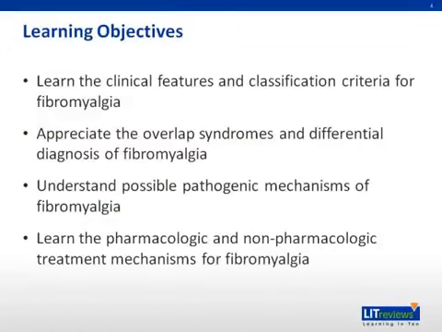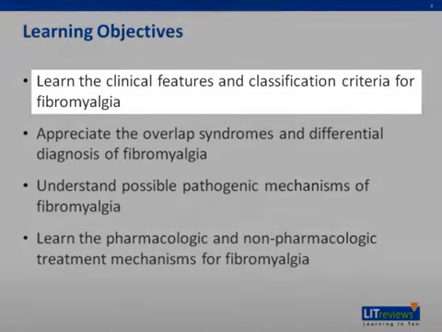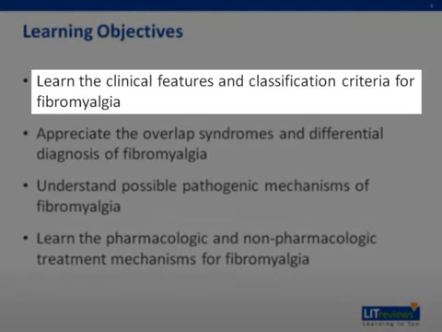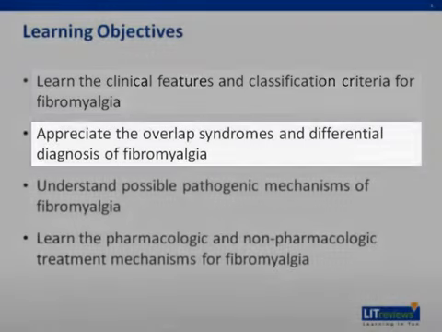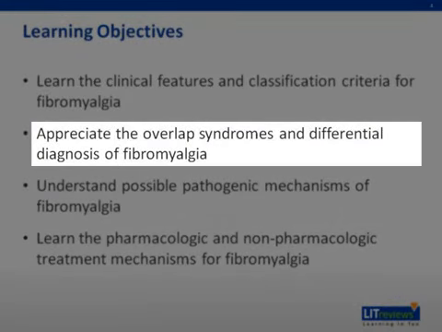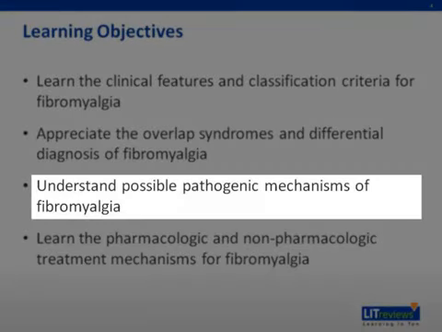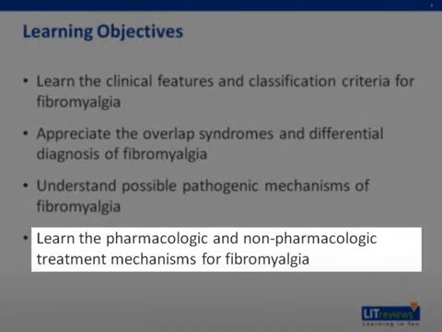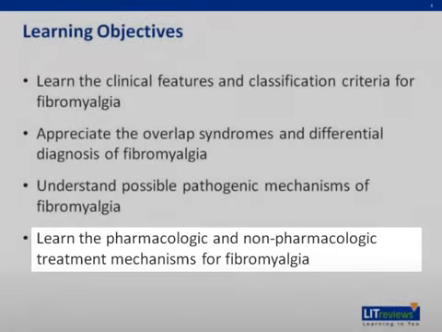Today we have 4 learning objectives. 1. Learn the clinical features and classification criteria for fibromyalgia. 2. Appreciate the overlap syndromes and differential diagnosis of fibromyalgia. 3. Understand possible pathogenic mechanisms of fibromyalgia. And 4. Learn the pharmacologic and non-pharmacologic treatment mechanisms for fibromyalgia.